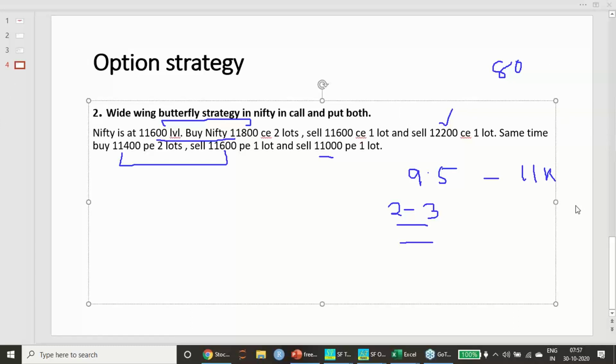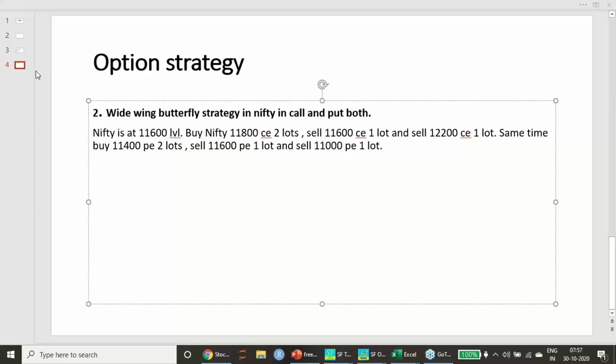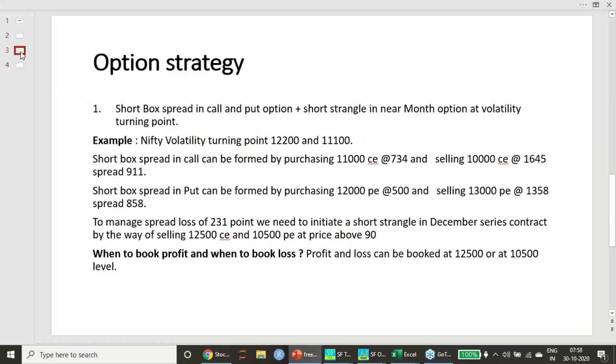The wide wing butterfly is a low risk, low profit strategy, or you can form the box spread strategy, because post these political events there will be a great decay in the IV with a huge price oscillation. So you have to prepare for that. So this is one type of trade.